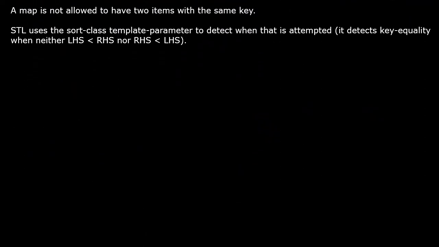A map is not allowed to have two items with the same key. STL uses the sort class template parameter to detect when that is attempted. It detects key equality as an inability to order the keys either way.